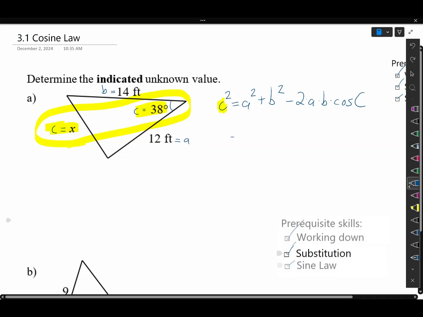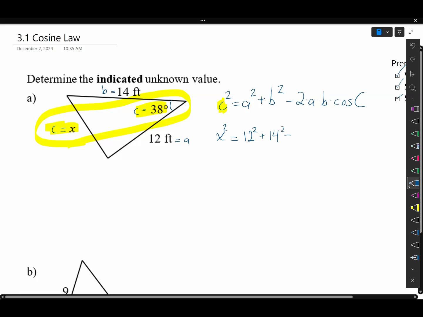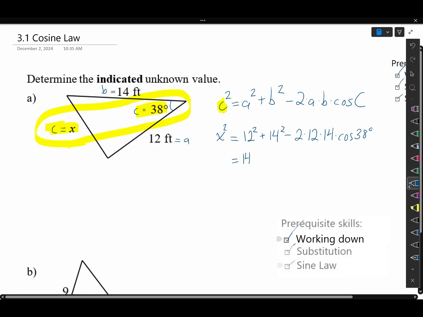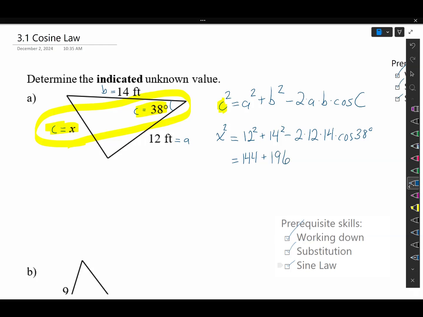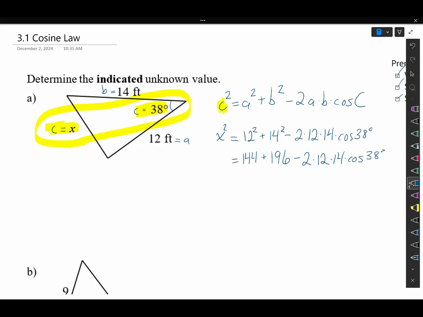We know that our side length C is what we're looking for, so that's X. We know side length A is 12, so that's 12 squared plus 14 squared minus 2 times 12 times 14 times the cosine of 38 degrees. Now right here, we need to make sure we're following our BEDMAS. So we'll start off by working with our exponents, 12 squared and 14 squared. We're working with 144 plus 196 minus, and here we have this entire piece. Because we're only doing this one step at a time, I'm just going to write out this entire piece. This is our working down aspect, cosine of 38 degrees.